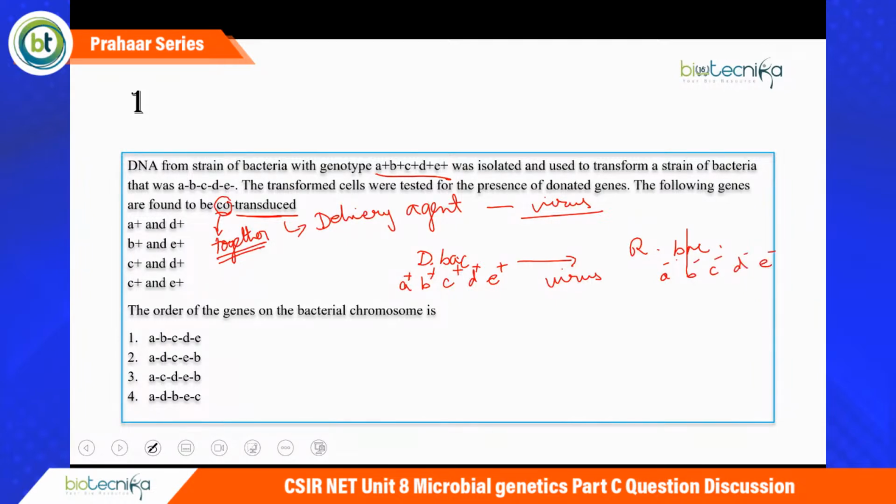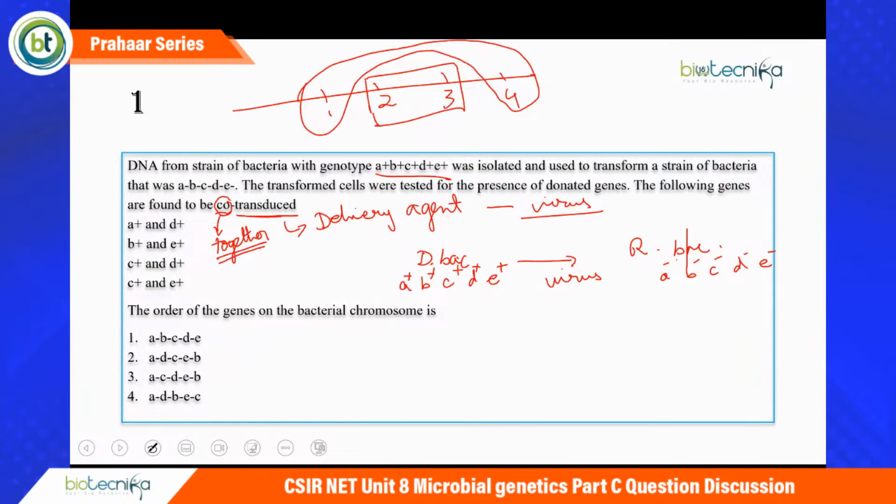Okay, now when can co-transduction happen? When the genes are present close together on the DNA. Yes or no? Suppose you have this DNA, and let's say 1, 2, 3 and 4. These are the 4 different genes present. Definitely the chance of co-transduction of 2 and 3 will be higher compared to the co-transduction of 1 and 4. Why? The simple logic of linked genes: the genes which are present close together on the DNA have a higher tendency of being linked, right? And if they are linked, then only they will be co-transferred.